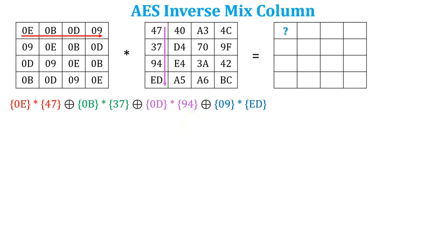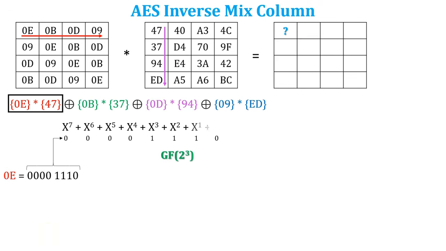So now find the first multiplication value. It is 0e into 47. First of all, the value 0e is converted into binary. It is 00001110. We all know that a hexadecimal value is always represented in 8 binary digits. But another issue is that we can't perform multiplication with binary values. So we have to convert this binary value into polynomial form using the Galois field 2 raised to 3 theorem. Here 2 raised to 3 means 8. So the value 8 is represented as 0 to 7.